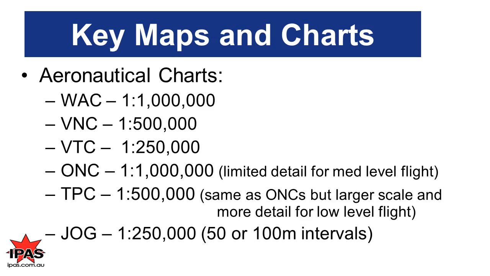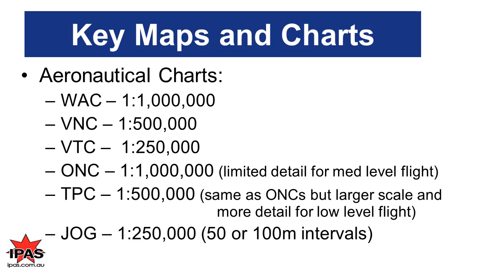The next chart there is the VNC, the Visual Navigation Chart. That's a 1 to 500,000 scale map, which means it's got a lot more information on it. And it's designed again for navigation, but it also contains information on airspace and information on communication requirements. The last one is the VTC, the Visual Terminal Chart, which is a 1 to 250,000 scale, and has even more information than the previous two charts.